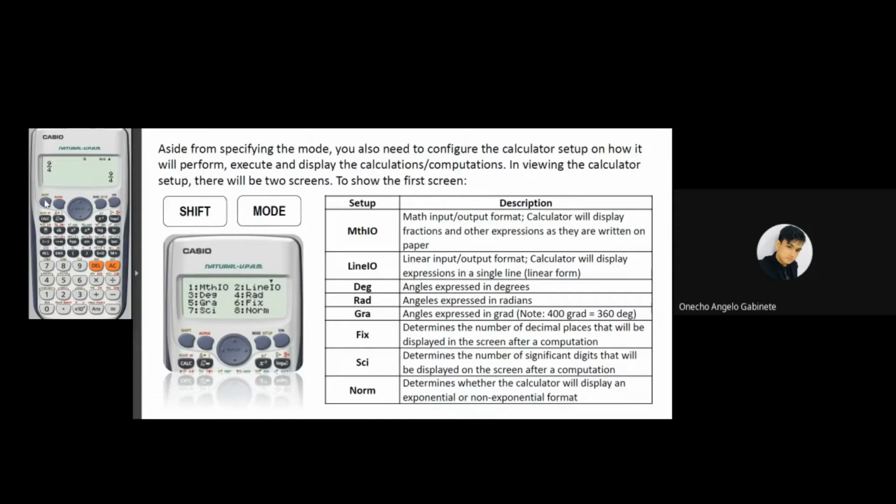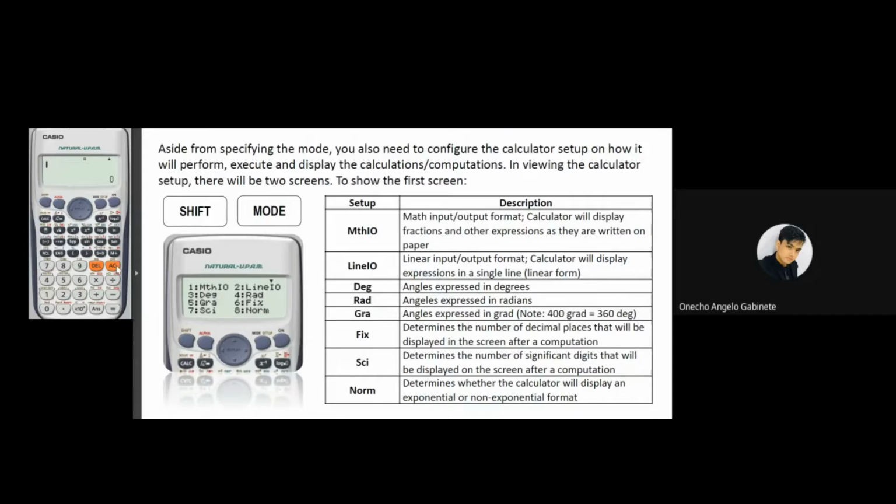Next, line input-output. Calculator will display expressions in a single line. So, try natin. Shift, setup. Line input-output. So, 9 divided by 4. So, kung mapapansin nyo, one-liner lang yung dinidisplay ni calculator. Next, deg is for degrees, rad is for radians, gra is for gradients, and then we have fix.